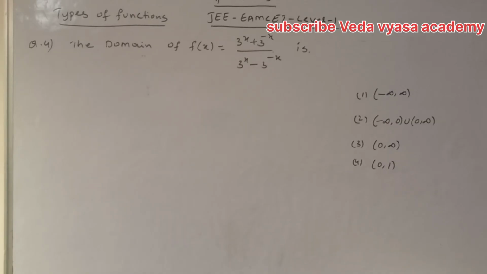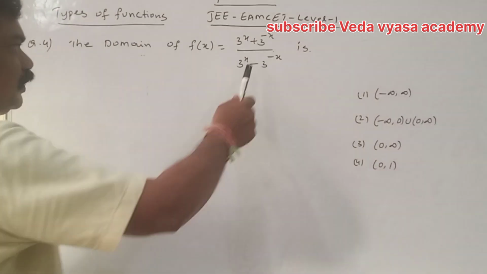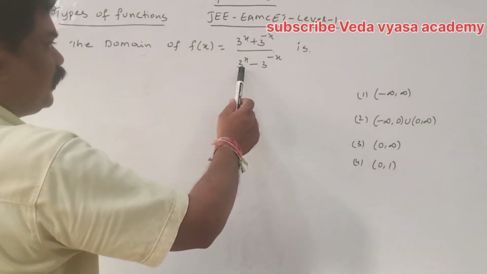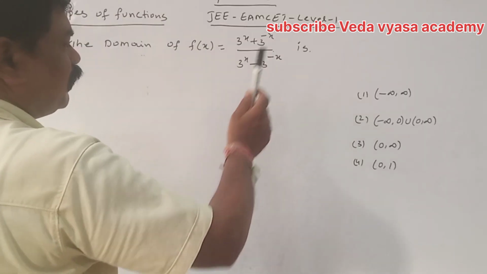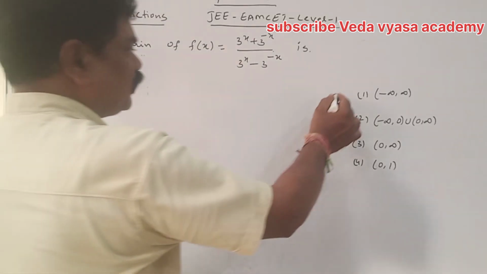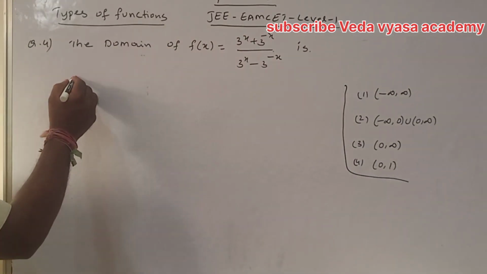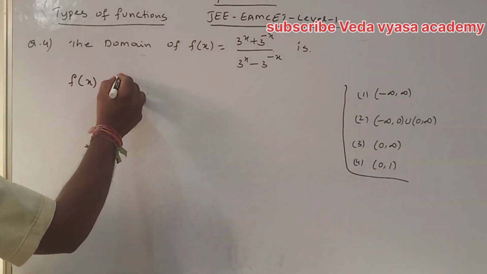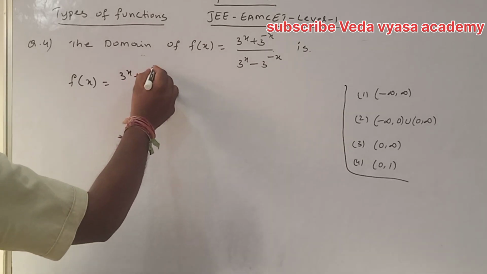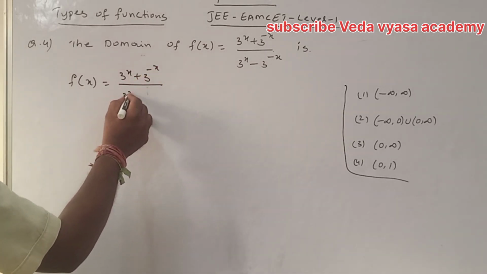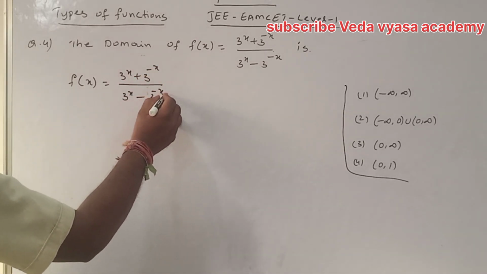Here we have one more problem. The domain of f of x is equal to (3 power x plus 3 power minus x) by (3 power x minus 3 power minus x) is. These are the options given. So we have f of x is equal to 3 power x plus 3 power minus x by 3 power x minus 3 power minus x.